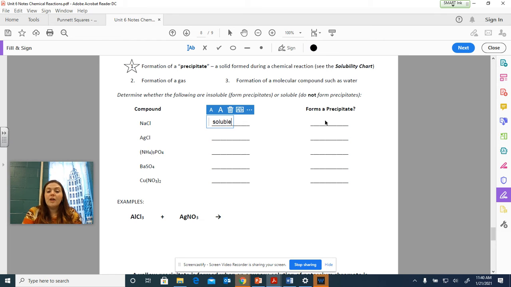There we go. Soluble. Now, if it is soluble, then it doesn't form a precipitate. Because remember, a precipitate is a solid. So if it's soluble, that means it's dissolving. It's a liquid. So it's not a precipitate. So that wouldn't be a precipitate.